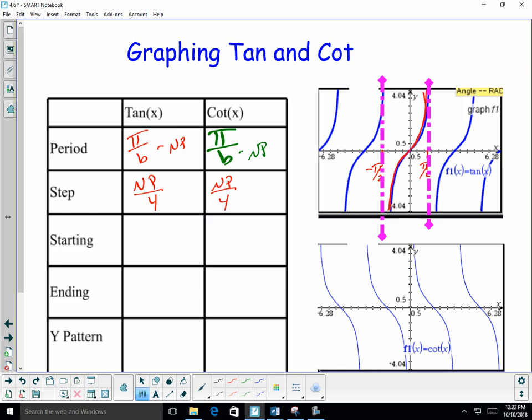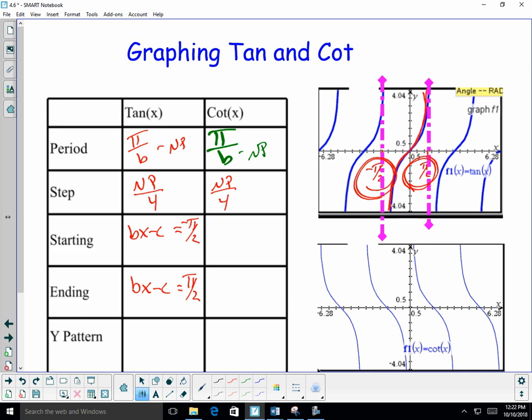What I notice when I'm looking at the tangent graph, because I have these asymptotes, is that it's more convenient for me to start my graph at negative pi over 2 instead of 0. So for tangent, I'm going to take that bx minus c that was inside the parentheses and set it equal to negative pi over 2. And then looking at the graph of tangent, I can see that it normally ends at pi over 2. So I'm going to set bx minus c equal to pi over 2.